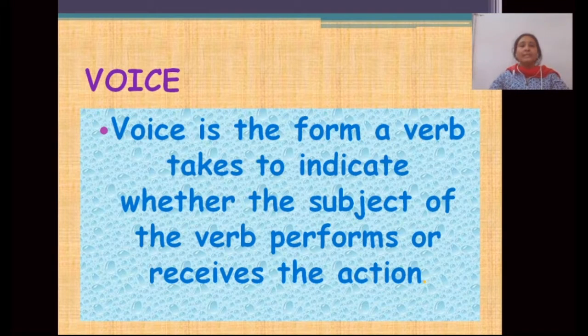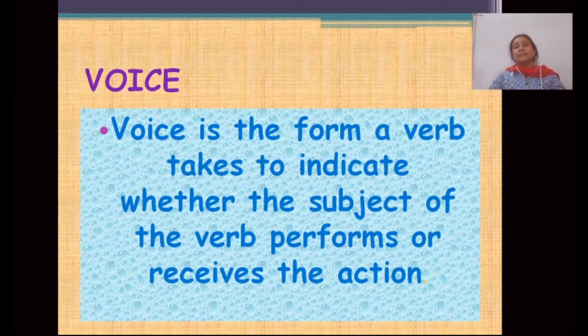Now first of all, let's understand what voice is. Voice is the form a verb takes to indicate whether the subject of the verb performs or receives the action. Now what does it mean? The verb takes a form to indicate whether the subject of the verb performs or receives the action.